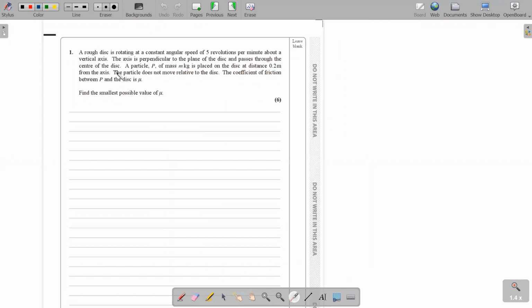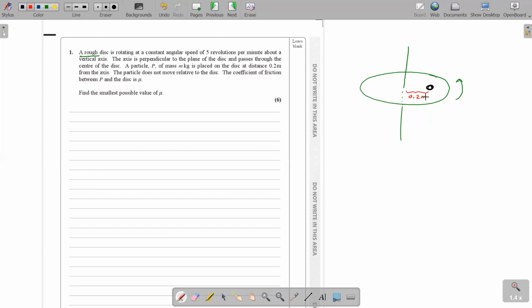So I hope the picture is drawn inside your head, right? So there is a rough disk. They mentioned the word rough disk. It's rotating at a constant angular speed of 5 revolutions per minute about a vertical axis. Around the vertical axis, the disk is rotating. The axis is perpendicular to the plane of the disk and passes through the center. A particle P of mass m kg is placed on the disk, at a distance 0.2 meter from the center of the disk.